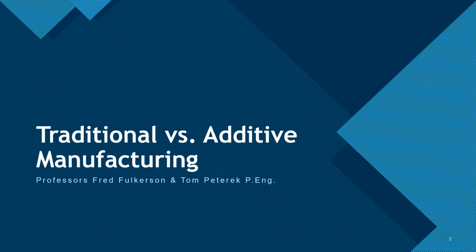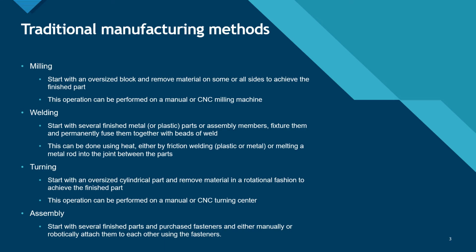Welcome back. Today we want to take a look at traditional versus additive manufacturing techniques. Milling machines traditionally would start with an oversized block or billet and remove material until a roughly rectangular part of the desired shape and form was achieved.